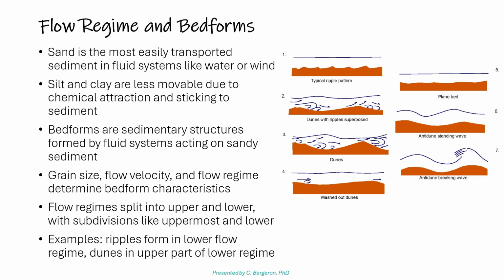So you can get a variety of sedimentary structures referred to as bed forms that are created by fluid systems and how they interact with the sediment. That's controlled by the grain sizes that are available and the velocity of the fluid system, so the velocity of the wind or water determines the bed form characteristics. Do you get plain beds? Do you get ripples? We'll give you a few examples in the next few slides.